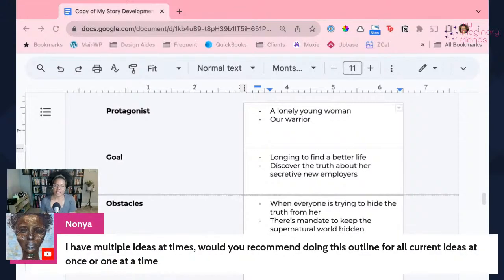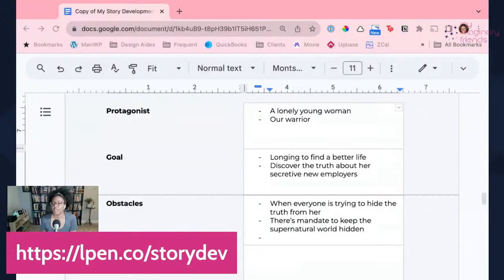So you have multiple ideas. Would you recommend doing this outline for all current ideas at once or one at a time? So totally different stories. I would say, yeah, go through it with each story idea so that you can figure out which one you want to work on and which one is kind of pulling you, which one has the most energy or you're just most interested in.